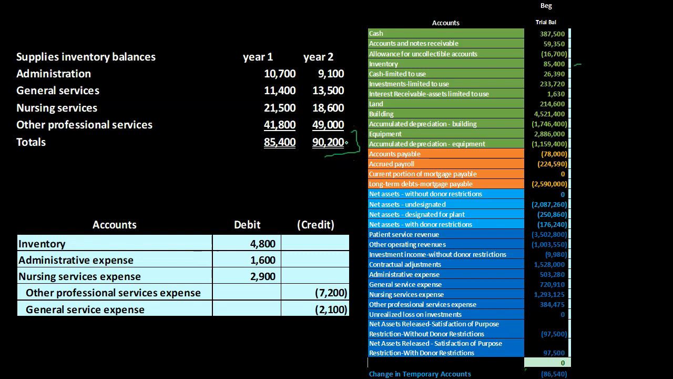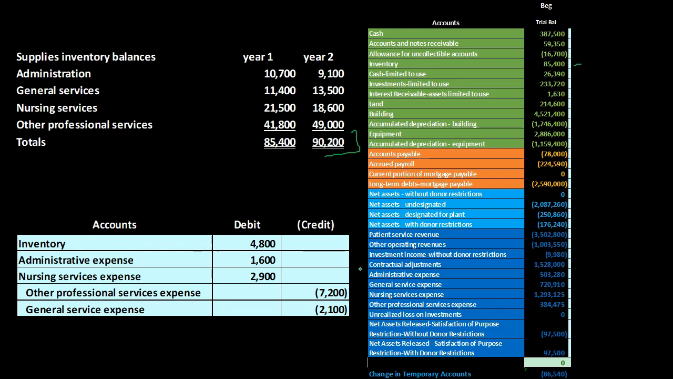So you can imagine basically we're saying, hey, admin, you count up your ending inventory, general services, you count up your ending inventory, nursing, you count up yours, and so on. And then that'll give us our total ending numbers. This is what happened at the beginning of the period for our beginning numbers. So now we're simply going to take the difference between year 2 and year 1, the current year and the prior year, per function, per admin, general, nursing, and so on, and then allocate that not to inventory expense, but to those areas, the expenses by function.